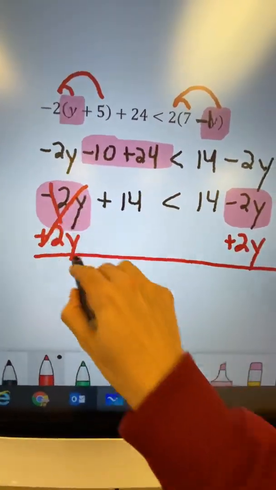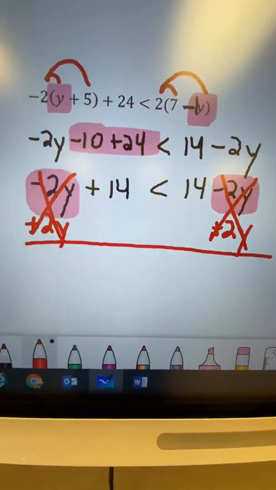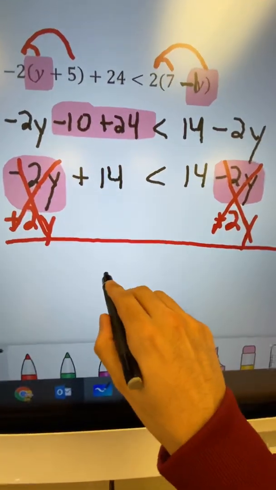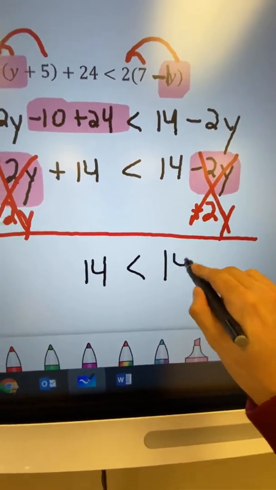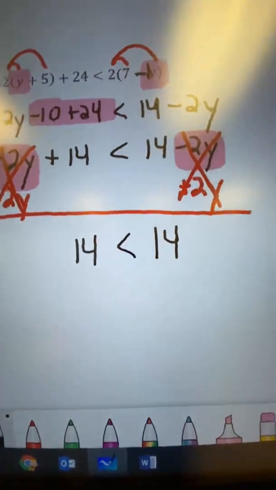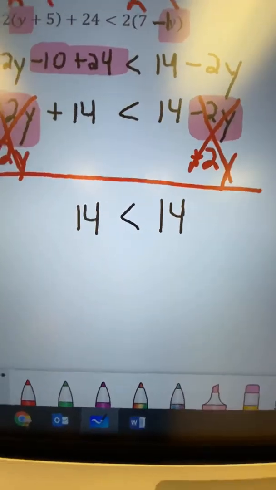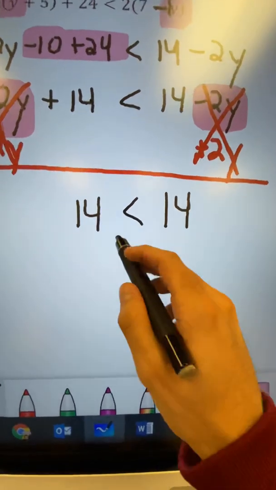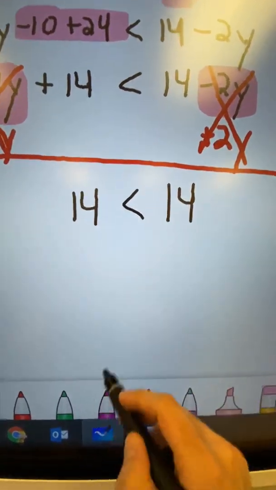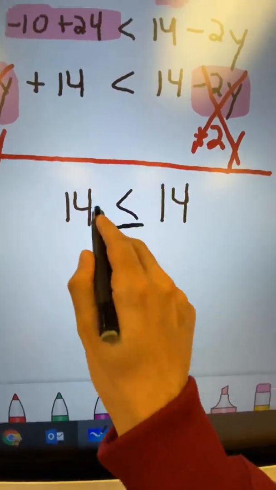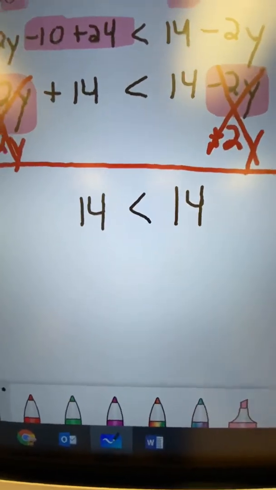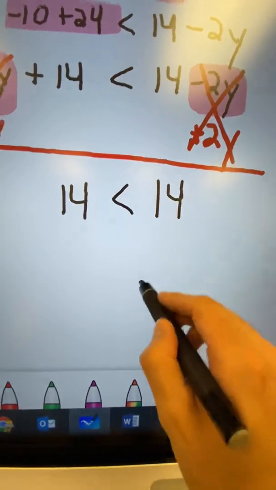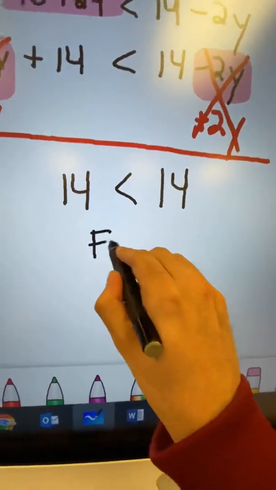So that's gone, and this is also gone for the same reason. That's a zero pair. I'm going to bring down what's left, 14. Bring down my inequality sign, and 14 here. So when I read this, it says 14 is less than 14. And that's actually false. 14 is not less than 14. Had this been with the equal sign, 14 is not less than that, but it is equal to it, then it would have been true. But since it doesn't have that, 14 is smaller than 14 is false.